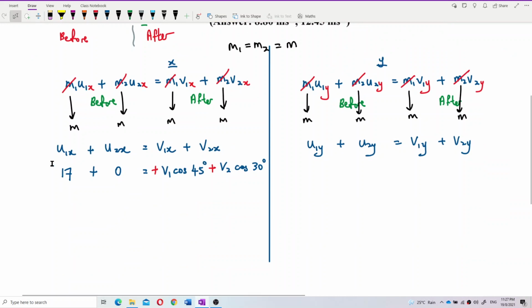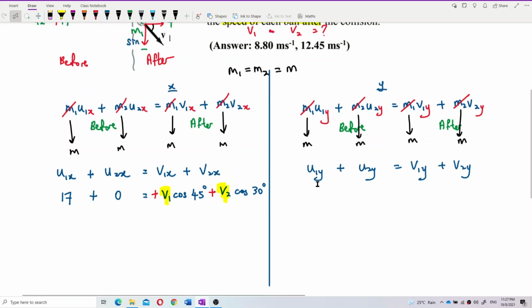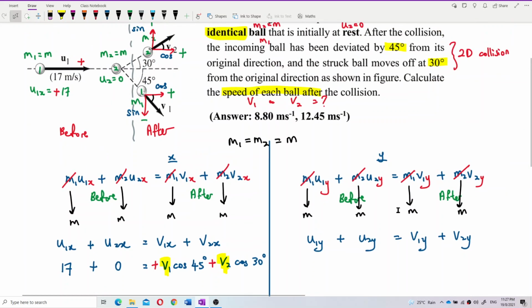Okay, we already have one equation here. We have two unknowns, v1 and v2. So we need two equations to solve two unknowns. Understand? Here we have two unknowns, so we need another equation which also has v1 and v2. Then we need to do simultaneous equations to find out v1 and v2. That's the key.